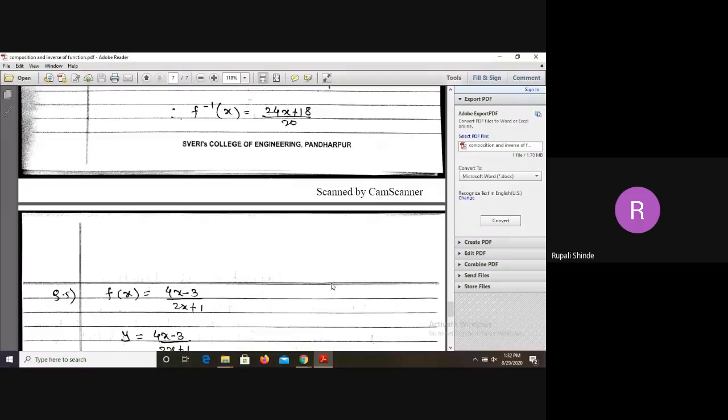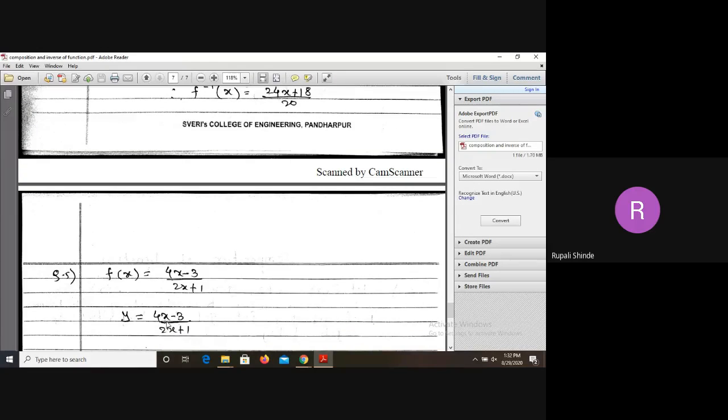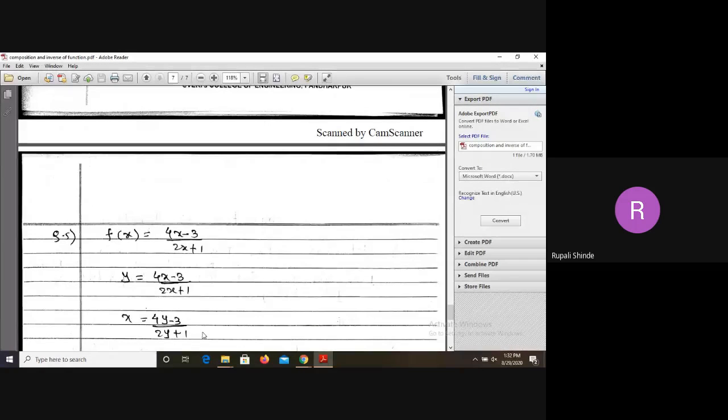So here we have to apply step number 1. So replace this f of x by y. Y is equals to 4x minus 3 divided by 2x plus 1. Okay. Now what is the next step? Replace x by y, y by x. So x is equals to 4y minus 3 divided by 2y plus 1.